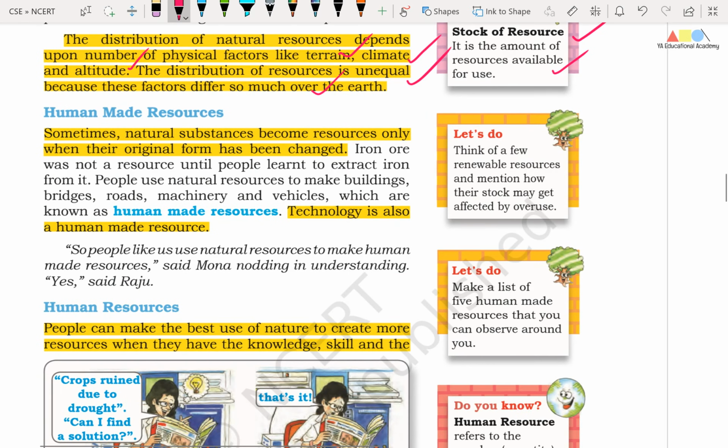Friends, next important thing, human-made resources. Sometimes natural substances become resources only when their original form has been changed. So friends, technology is also a human-made resource, and by using technology, we create some other resources.